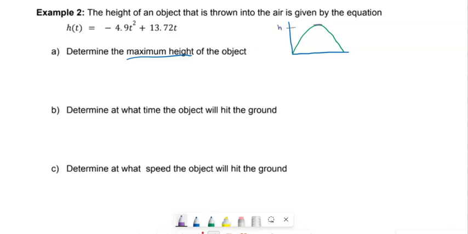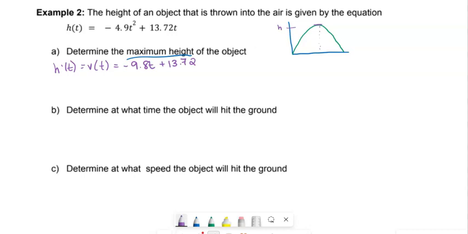And that's going to happen at a very particular point of the graph. That's going to happen when the object changes direction. When the object changes direction, the velocity is going to be 0. So in order to solve this, I am going to take the derivative of the height function to find the velocity function. So negative 4.9 times 2 is negative 9.8t plus 13.72.